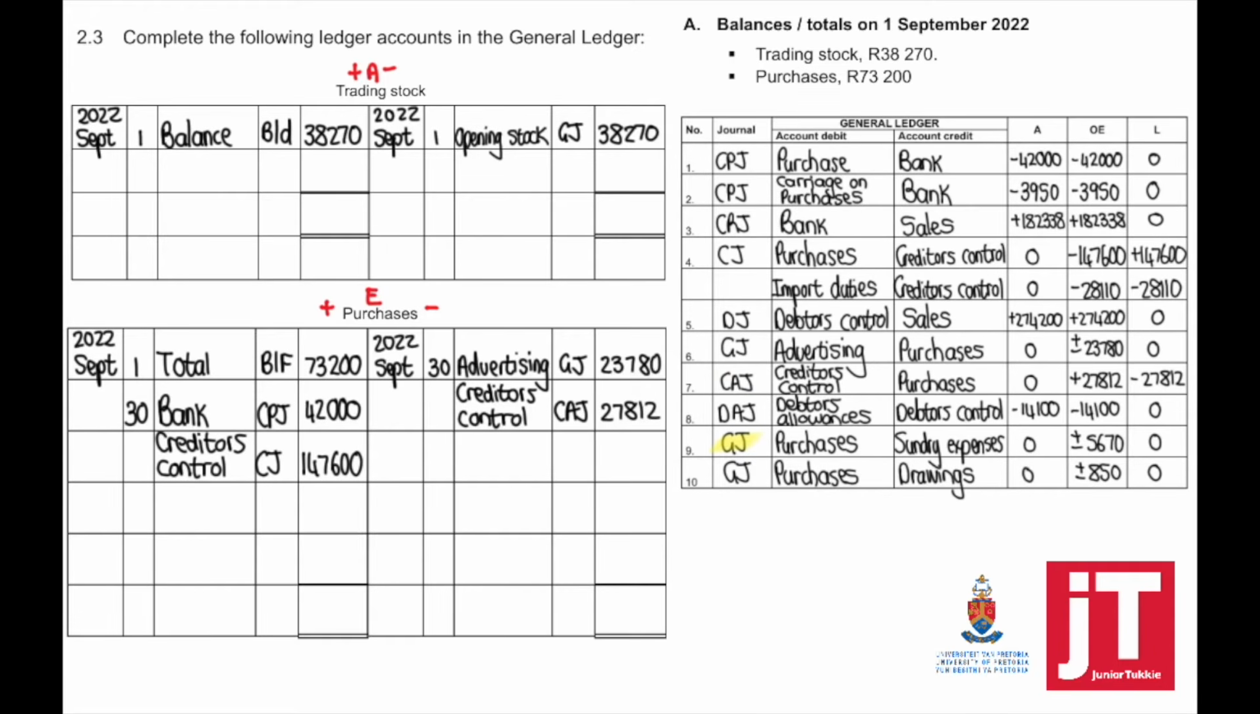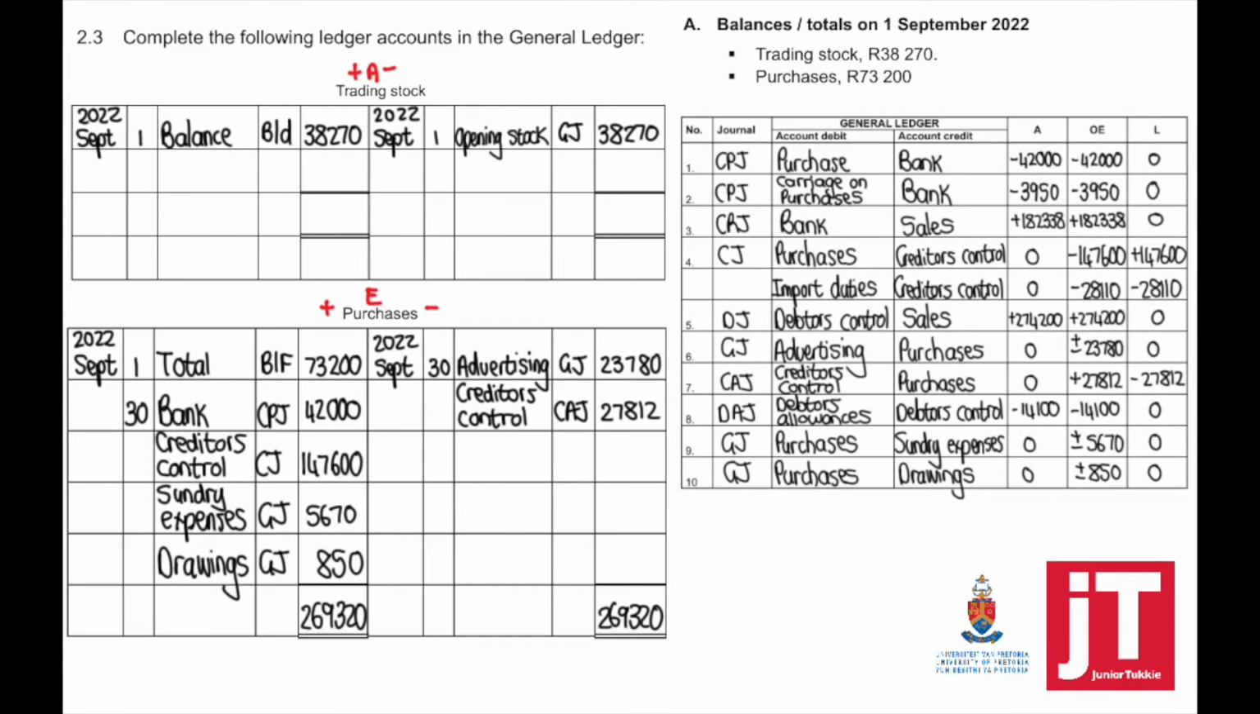Then we had transaction number 9. So we're looking for everywhere where we actually see the word purchases. Day 9, sundry expenses was incorrectly debited, and we needed to correct that by crediting the sundry expenses so that the purchase account can be debited. And the amount 5,670. And then we had the last one, the owner returned trading stock which he took for personal use on the debit side from the general journal, 850.